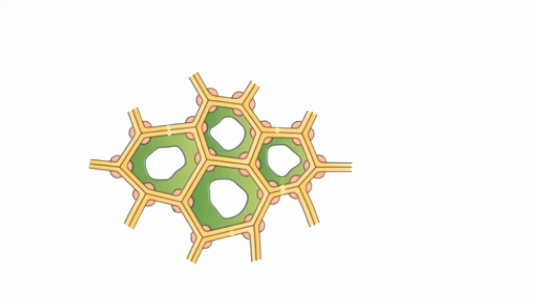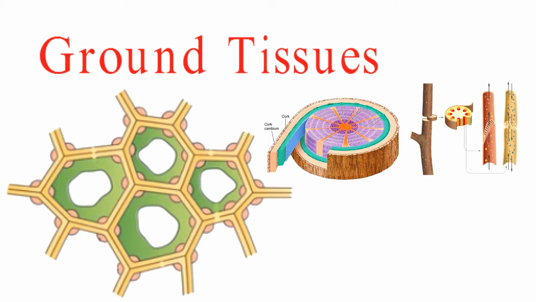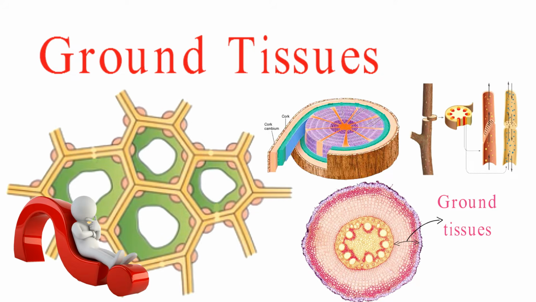Today, we're diving into the world of ground tissue, a critical component of plant anatomy. Ground tissue is one of the three main types of plant tissues, alongside dermal and vascular tissues. It makes up the bulk of a plant's body and plays various essential roles. But here's a question for you. How much of a plant's body is actually composed of ground tissue? Watch the video till the end to know the answer.